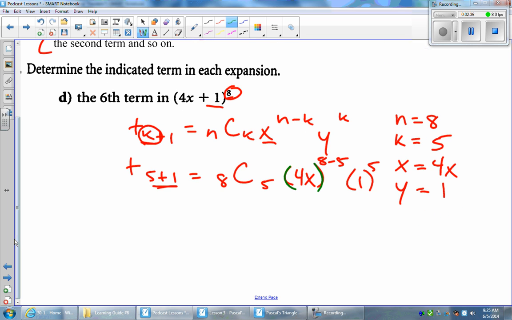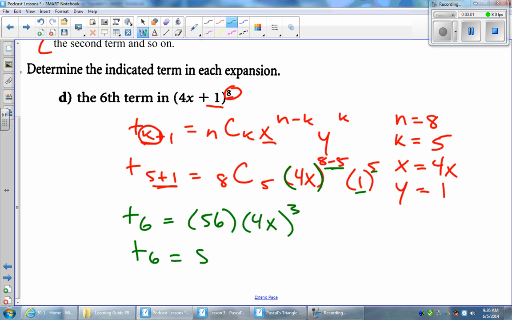So let's go ahead and simplify this. This is going to become the sixth term. 8 choose 5 is going to give you 56, and remember, you can just evaluate that on your calculator. So this 8 minus 5 essentially becomes 3. So I have 4x to the power of 3, so I'm cubing that. And then 1 to the power of 5 just gives you 1, so I'm actually not going to write that there. You don't really need it. So let's keep going here.